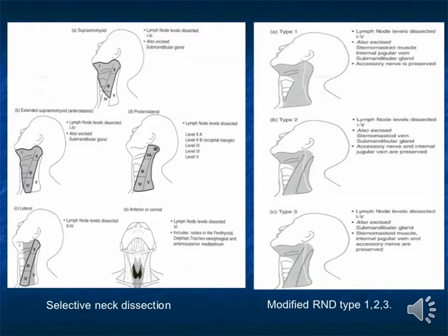This figure shows the selective neck dissection, and there are many types of selective neck dissection, and we have modified radical neck dissection in type 1, type 2, or type 3.